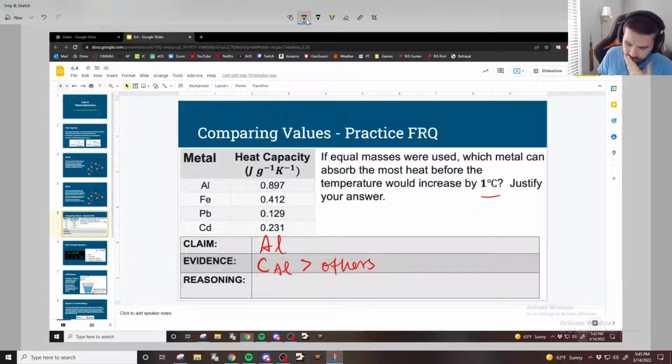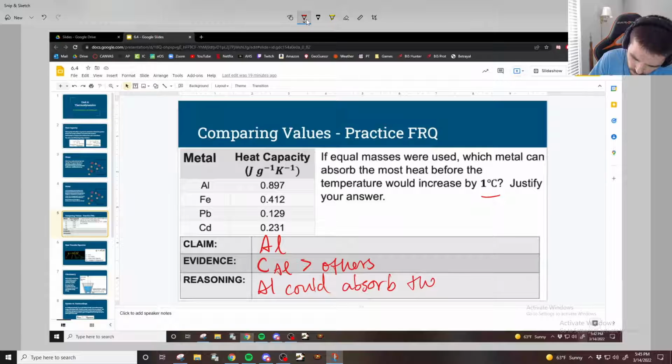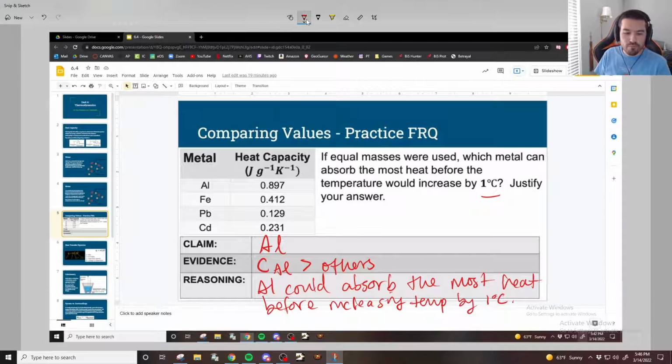And my reasoning would be just essentially saying what we've already said in the form of a sentence. So what could I say? Aluminum could absorb the most heat for increasing temp by 1 degree C. That's good enough, okay?